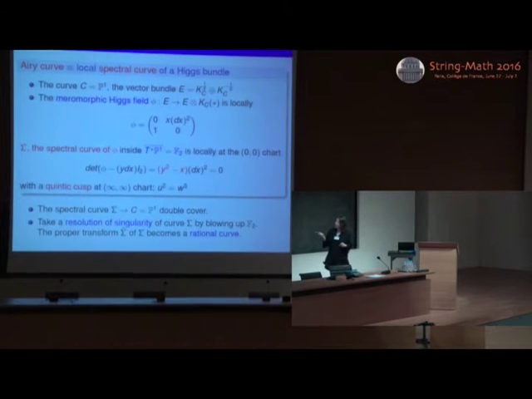This is a toric surface, and if we move along all the charts to infinity, we find a quintic cusp. Mainly what we do is blow up this spectral curve and resolve the singularity, and sigma tilde denotes the proper transform. In this case, it becomes a rational curve.